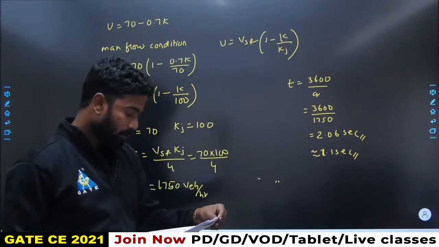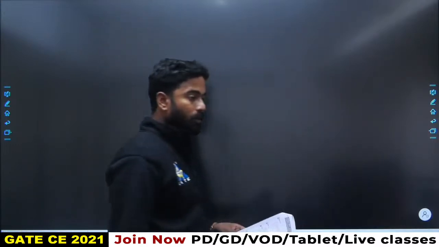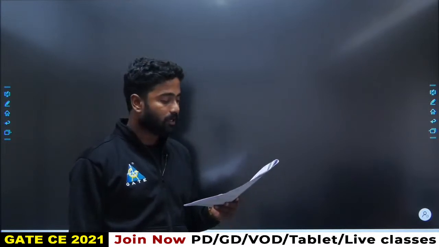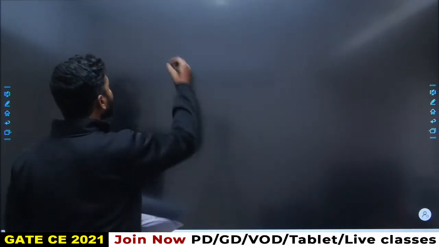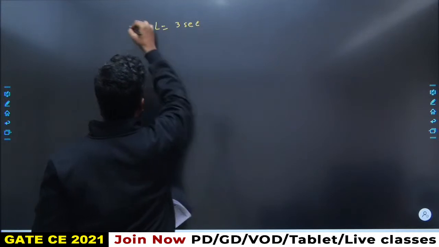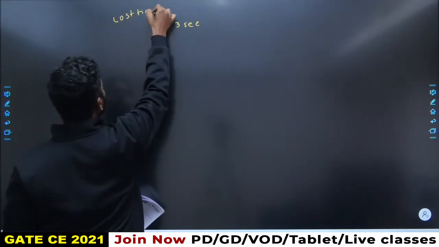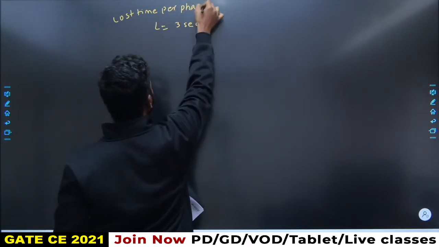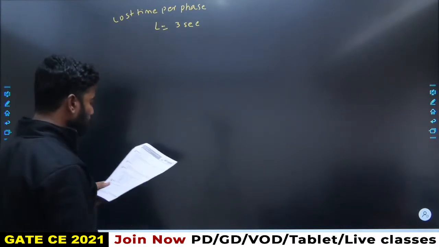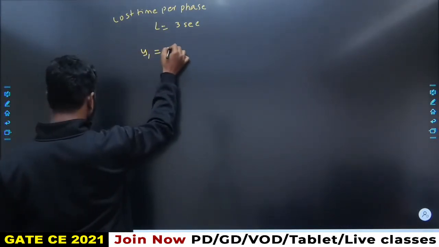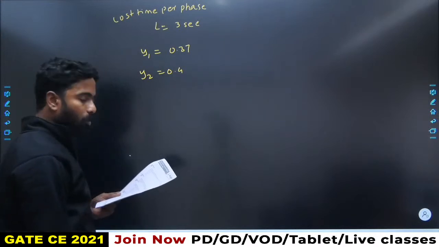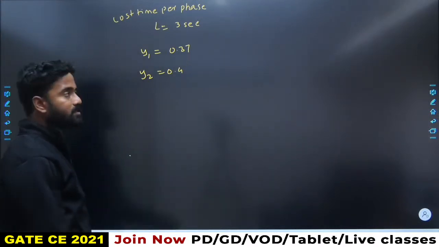This is one question. Next one is a signalized intersection operates in two phases. Lost time per phase is 3 seconds. Maximum ratios of approach flow to saturation flow are 0.37 and 0.4. He is asking the optimum cycle length using Webster's method.